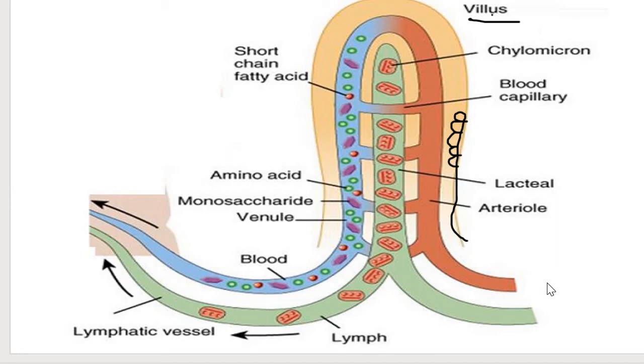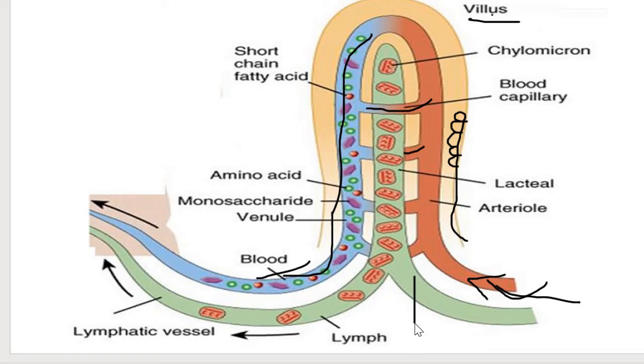Now this is the artery, which carries oxygenated blood. This artery will divide into capillaries, and further these capillaries unite and form a vein. So this one is the vein. Okay, so the artery will carry oxygenated blood and the vein will carry deoxygenated blood. This particular part is the lymph.